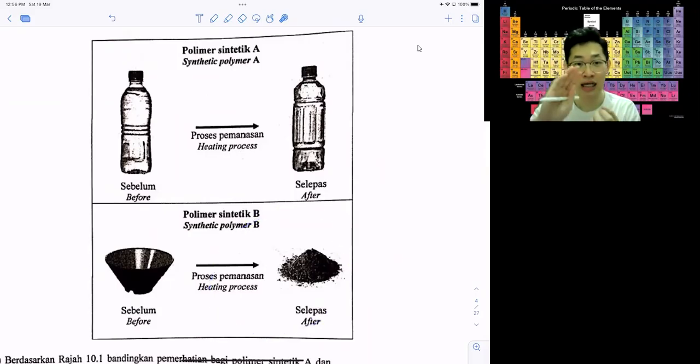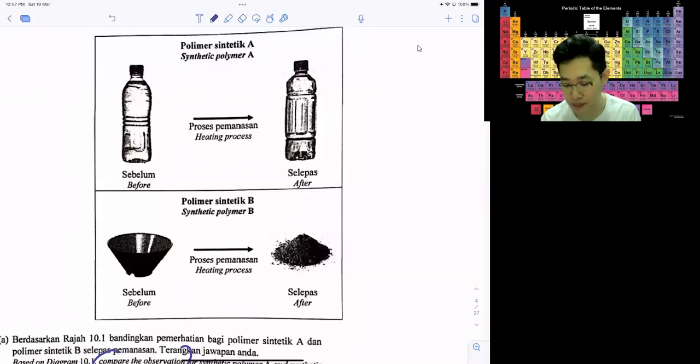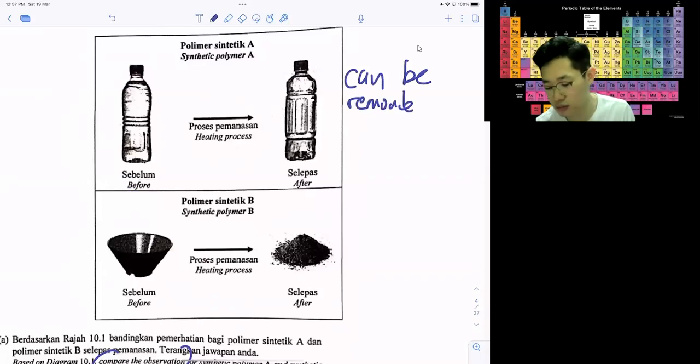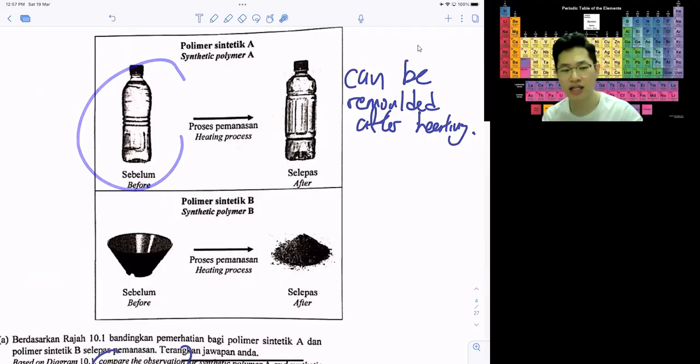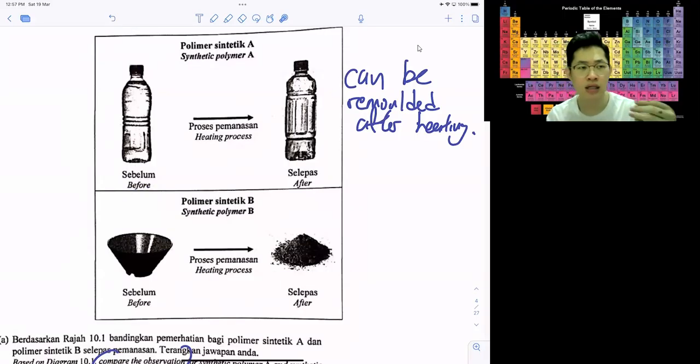Thermosetting cannot be remolded after heating, and then cannot be recycled. So I compare the observation. I can say that this one can be remolded after heating. Of course, if you want to write, it's softened when heated, and then it is solidified, or it can be shaped again when it is cold or something like that. It is actually the same thing, remold. You melt it, you soften it, and then you make it into another shape. It's called remold. It's the same word.